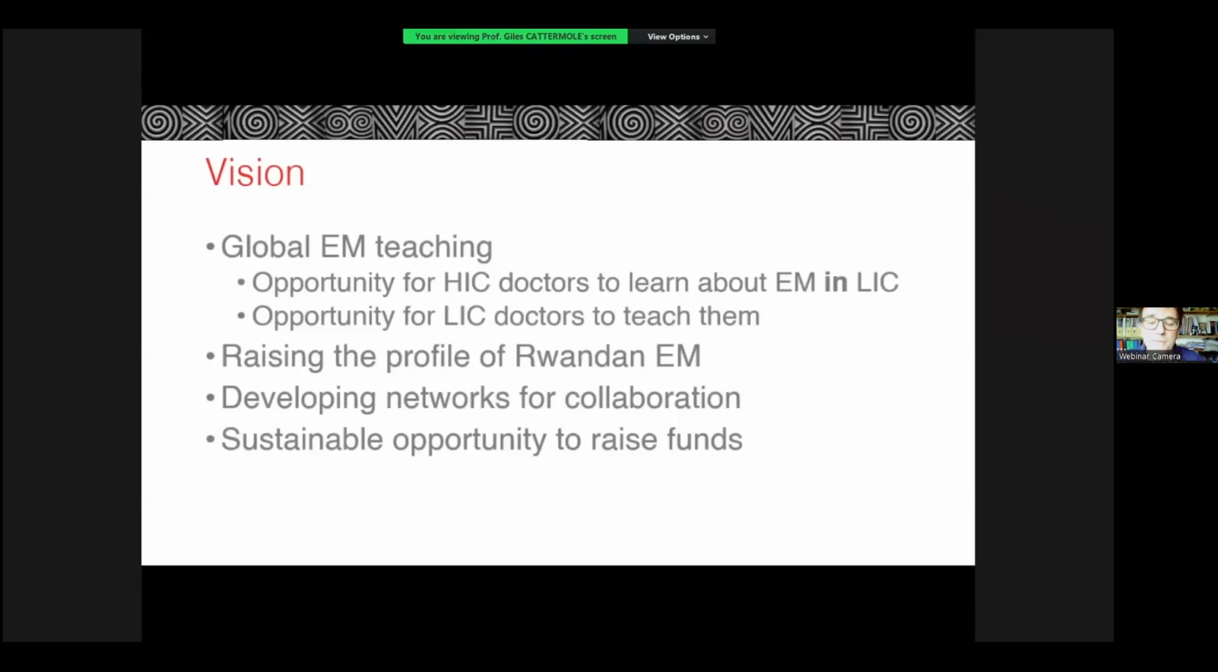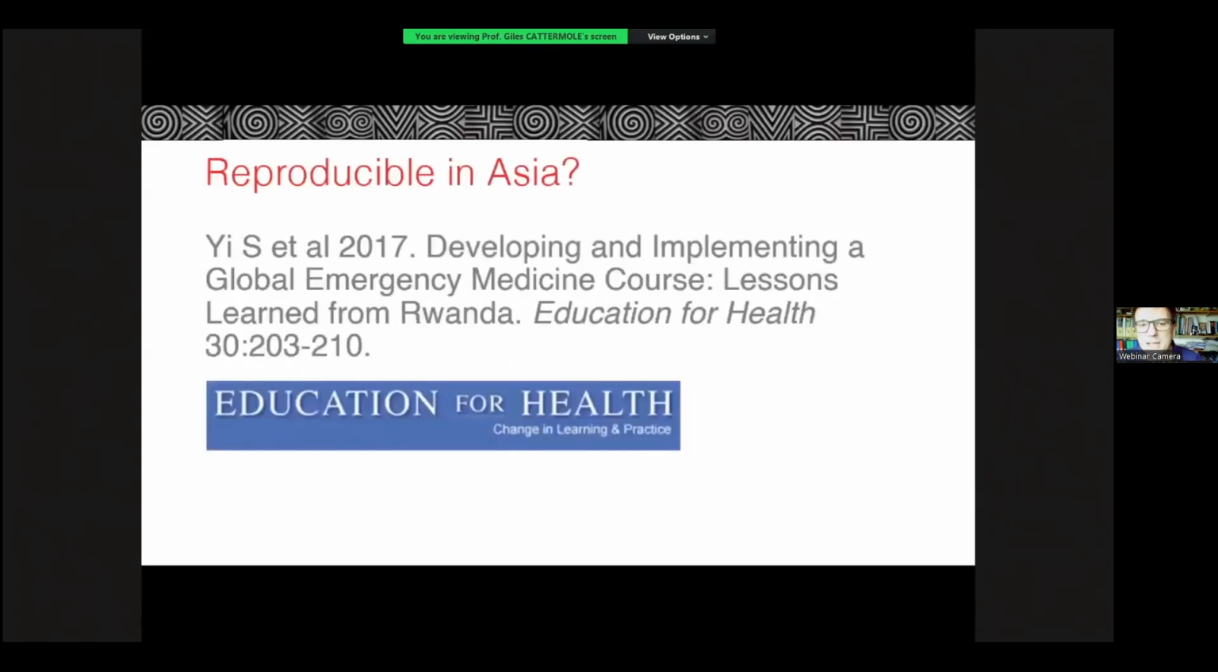It raised them about $5,000, about a consultant salary each time they ran that course. And I think that could be reproducible in Asia. It would be great if similar kind of courses, EMIT Vietnam, EMIT Laos, could be run. We published this in Education for Health, which was how we developed our curriculum for the course. And I know many of you are already involved in training programs. So why not start a course?